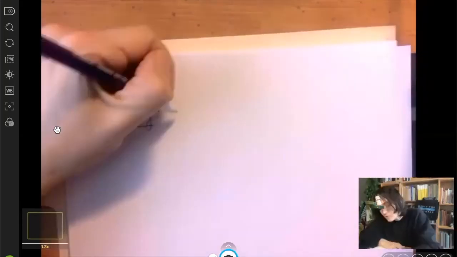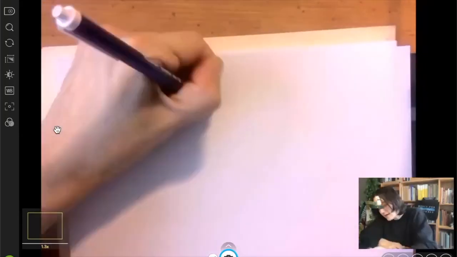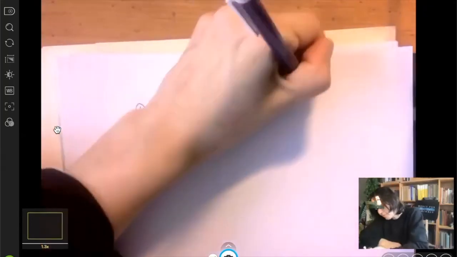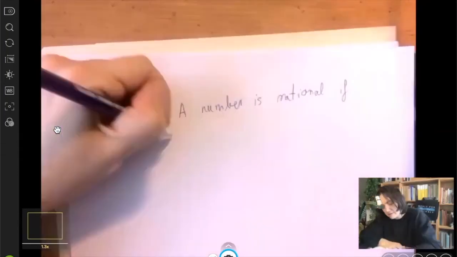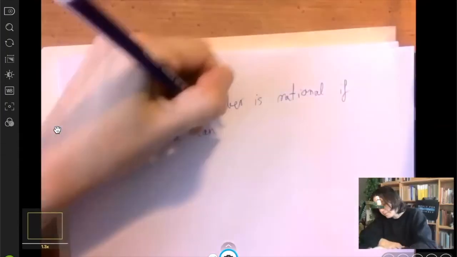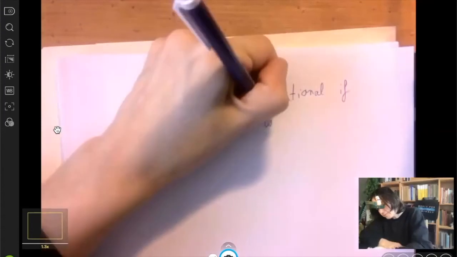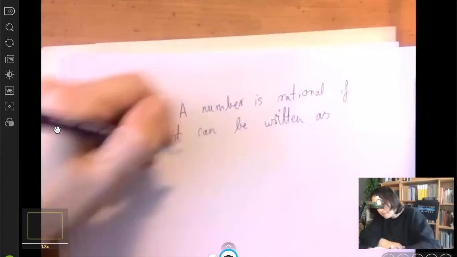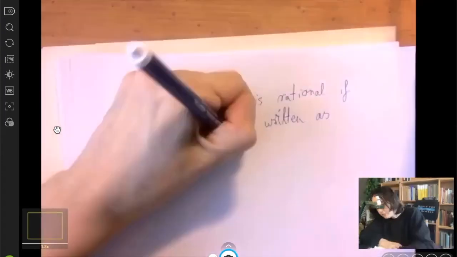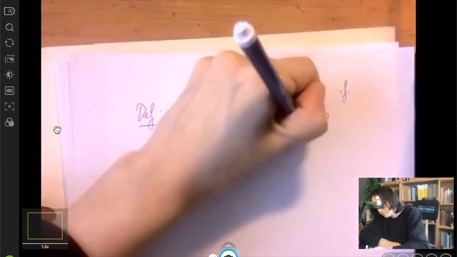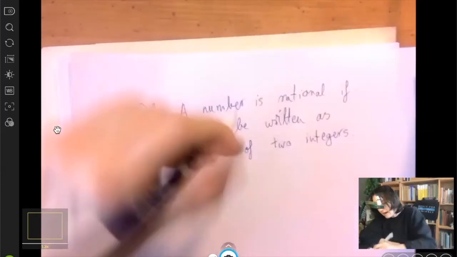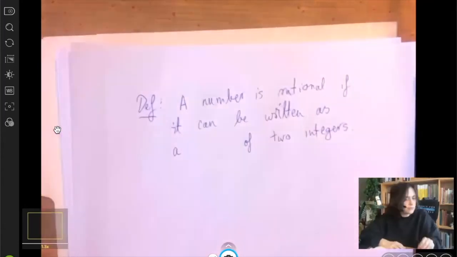A number is rational if it can be written as a fraction of two integers. Now I left a gap here. So if you can write a number as an integer divided by an integer, that's a rational number.